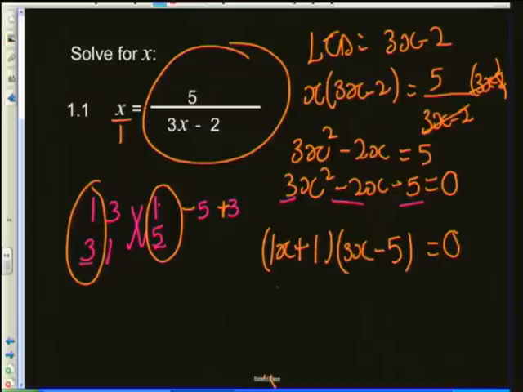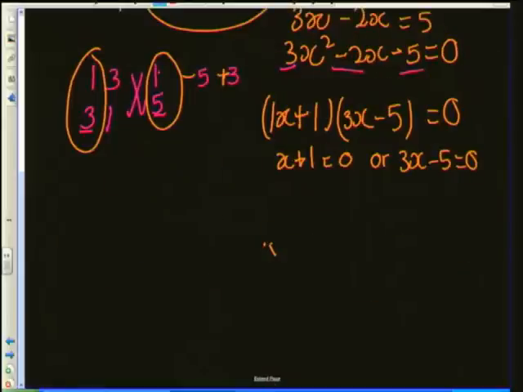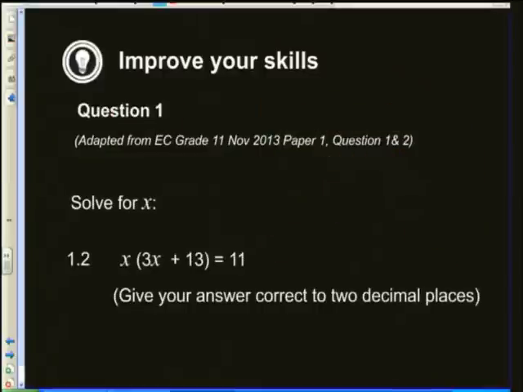So it means that either the first term is equal to 0, or the second term is equal to 0. Okay? And those are simple linear equations. This means that x is equal to -1, or 3x is equal to 5. Dividing both sides by 3, x is equal to 5 over 3. And there we've answered 1.1. Okay, we've got 2 answers there. Let's move right along and see what question 1.2 has for us.